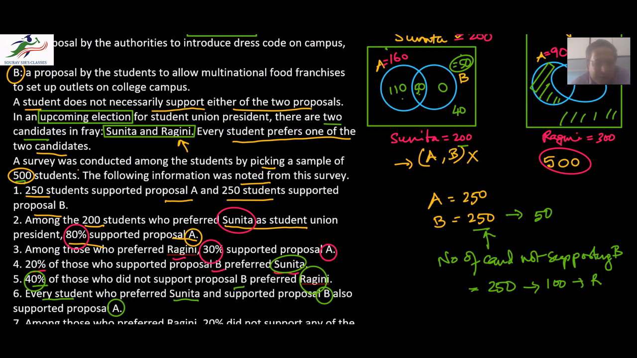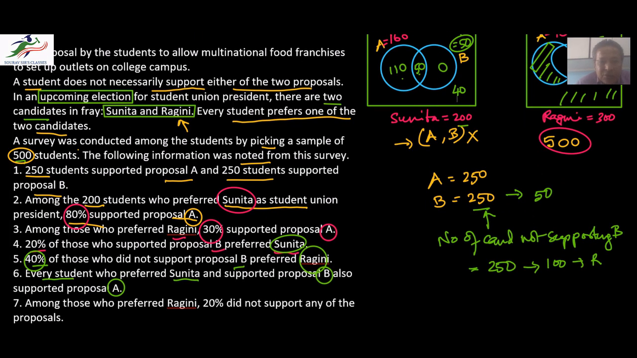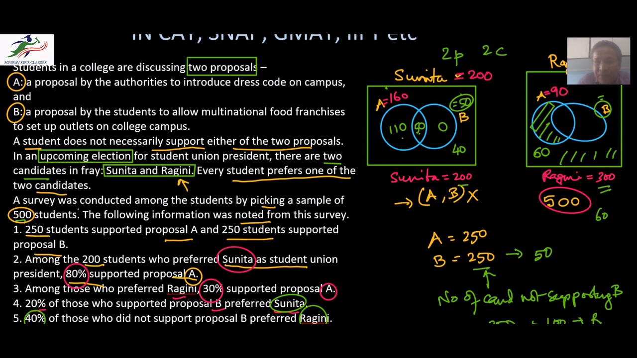but supporting Sunita. Next we go to the next clue, which says, among those who preferred Ragini, 20% did not support any of the proposals. How many students are supporting Ragini? 300. 20% of that means 60. 60 are not supporting any proposal. So that means there are 60 candidates outside the two proposal circles.